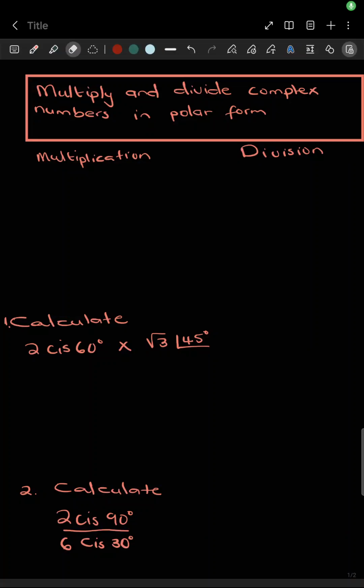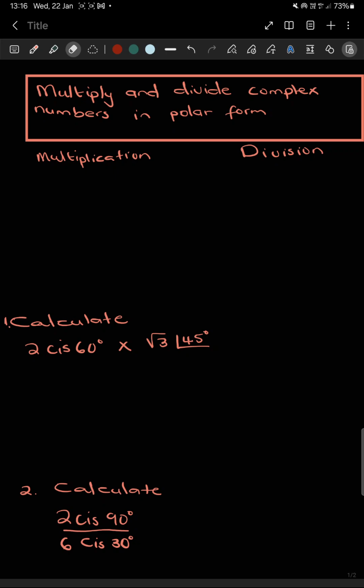Students, today we are going to learn how to multiply and divide complex numbers in polar form. For these operations, we have lovely theorems that we are going to use but not prove.